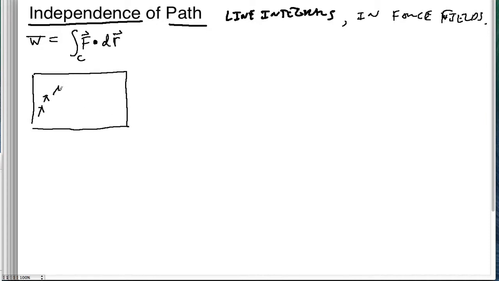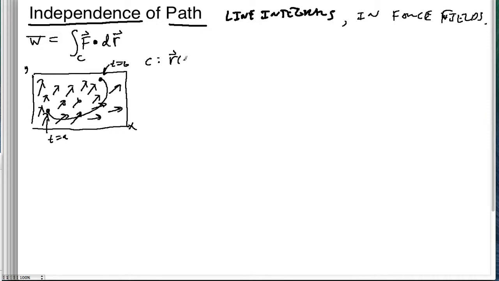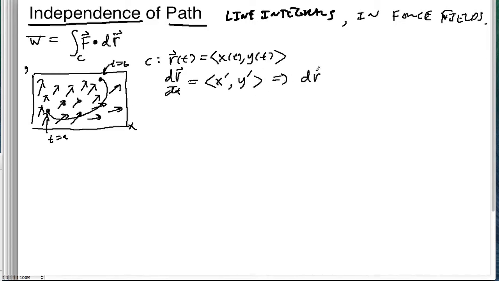All right, so again, we have some vector field, which we'll put in the plane for now. In the vector field, at every point in the xy space, there are vectors, like so. We have some path going through it. We start at t equals a and go to t equals b, and the path we take is determined by this vector function r of t, x of t, y of t. One way to write this is dr/dt equals x prime, y prime, which allows you to write dr as x prime, y prime dt.